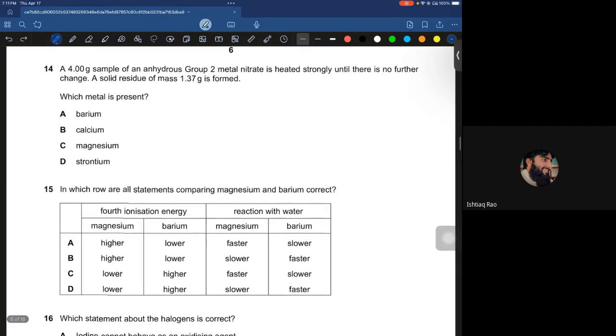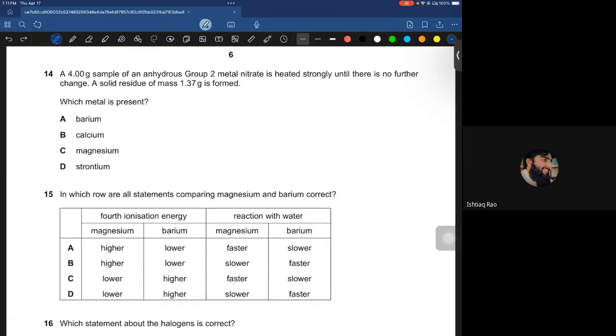Question 14 says a 4-gram sample of an anhydrous group 2 metal nitrate is heated strongly until there is no further change. A solid residue of mass 1.37 gram is formed. So which metal is present? Let's suppose this is nitrate and they are saying it's a group 2 nitrate. When it decomposes, it's going to form metal oxide plus nitrogen dioxide plus oxygen gas. Now you have to balance it.